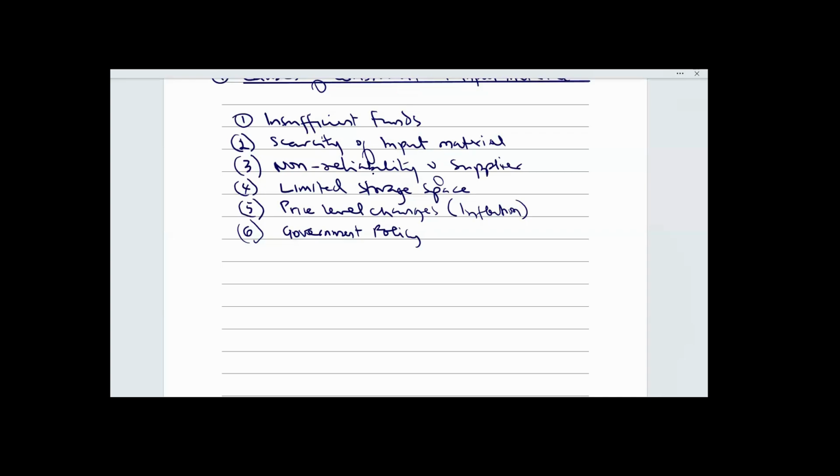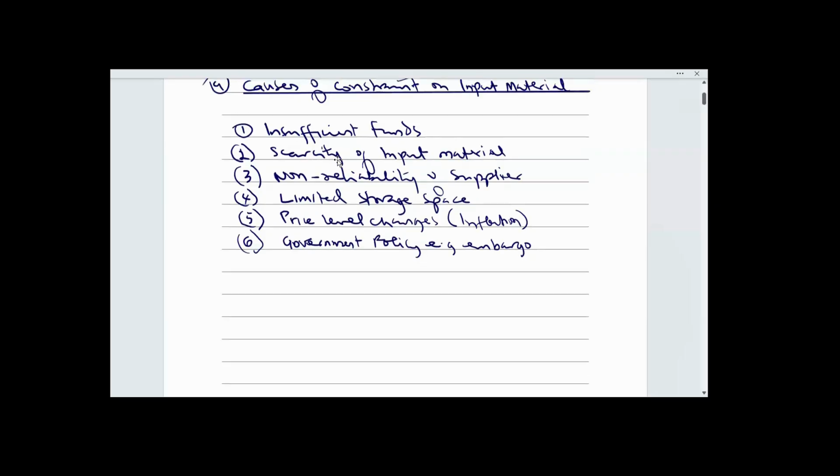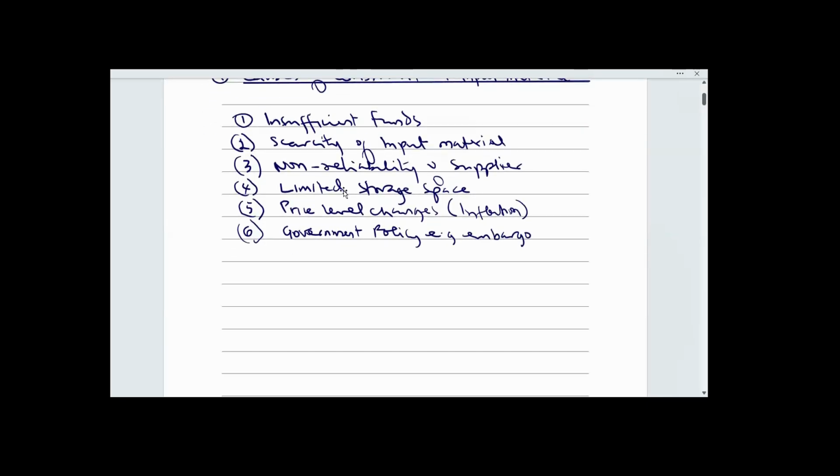So government policy, that is, for example, embargo. When you say government policy, it does not tell me much. Government policy can be positive, can be negative. But when you say embargo, that's clearer. So let's leave it at this. All right. So yes, that's part A.